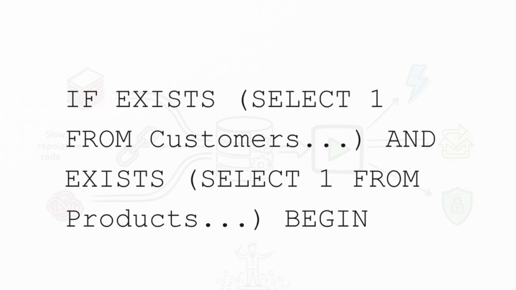First up, validation. This IF EXISTS check is like a bodyguard for our data. Before it even tries to create an order, it does a quick check to make sure the customer ID and the product ID we gave it are actually real. This is so important for preventing bad data and keeping our database clean.